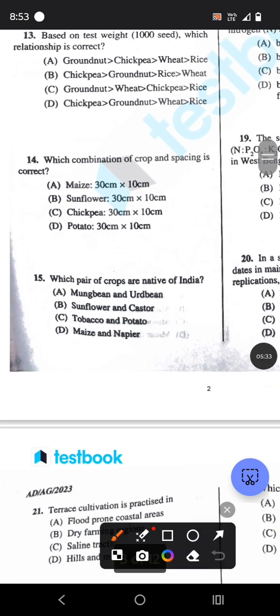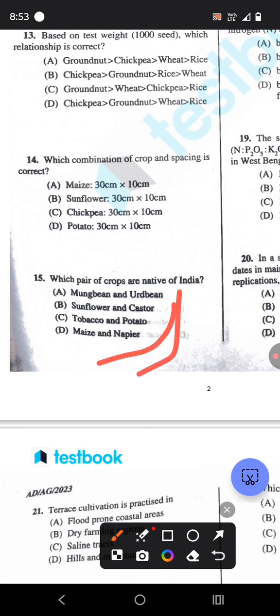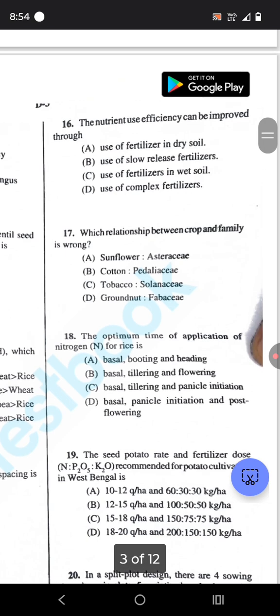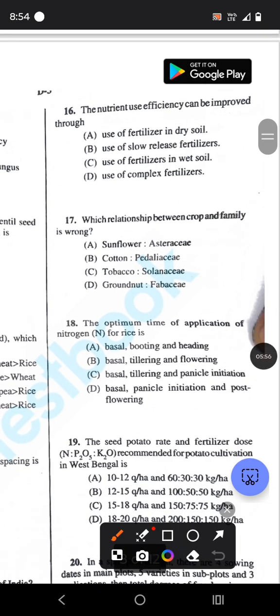Let's see another question. Question number 15. Which pair of crops are native of India? In these options the native origin of India is mung bean and urd bean, while maize is from Mexico, tobacco from Africa, Napier from Africa. So the correct answer is option A. Question number 16. The nutrient use efficiency can be improved through the use of slow release fertilizer. Option B is correct.